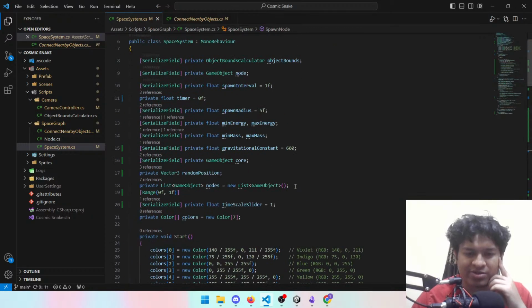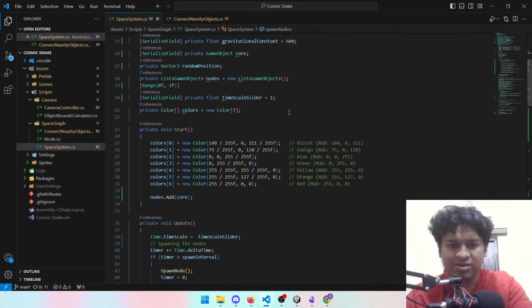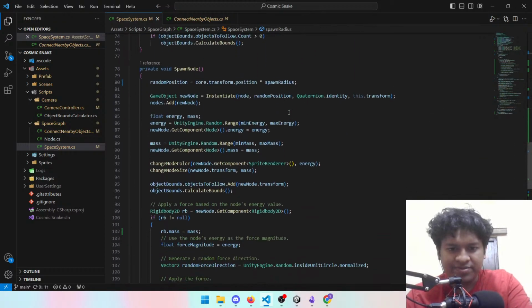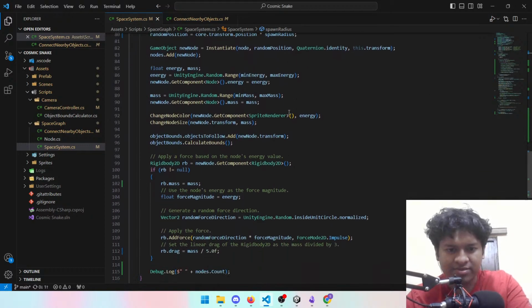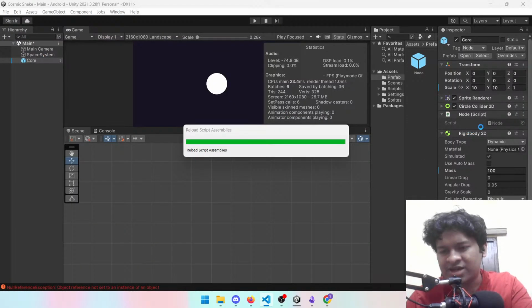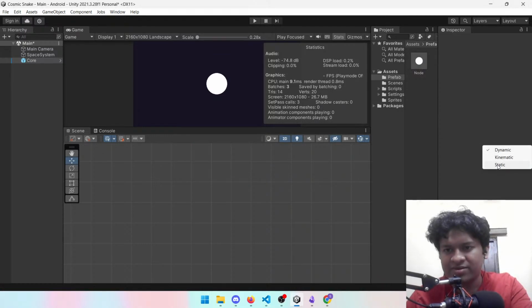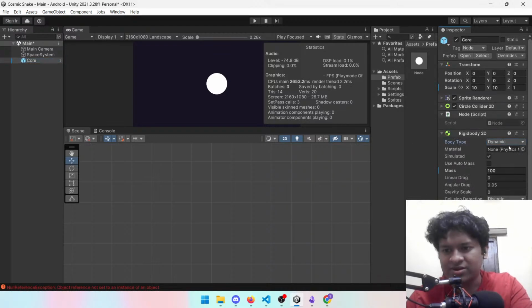Spawn radius bar needs to be damn tiny. Small. If I make this thing static, it's gonna stop interacting with everything. You know, the mass, everything will go. Not cool.